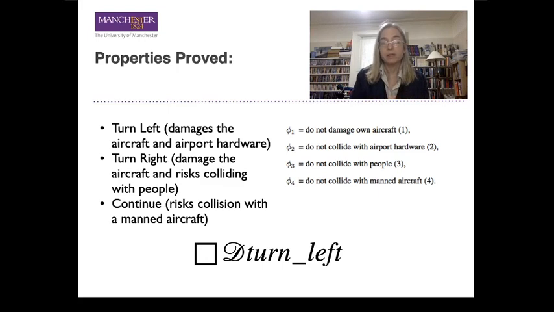And in this particular situation, we just wanted to check that in the scenario we picked, it would turn left. This is the one that doesn't risk injuring any people. And so we verified this simple property. It's always the case that what the aircraft does, that's the D, is turn left. And that was correct.